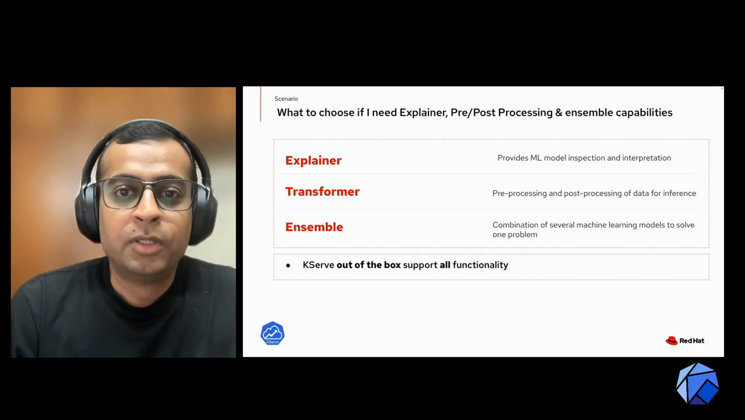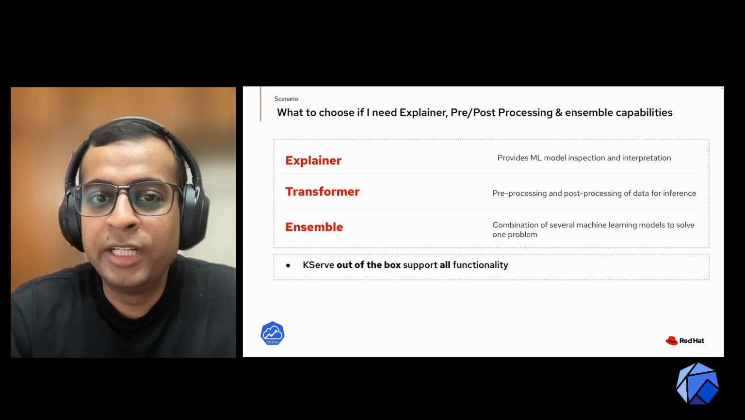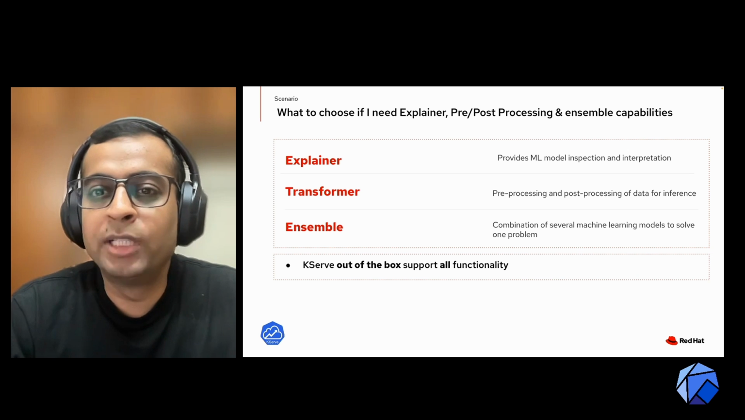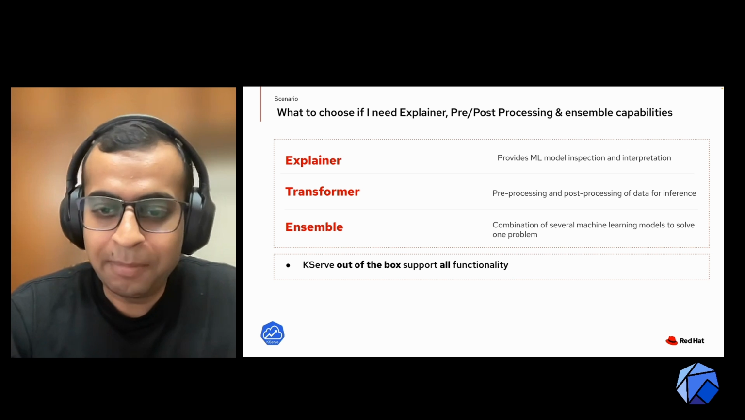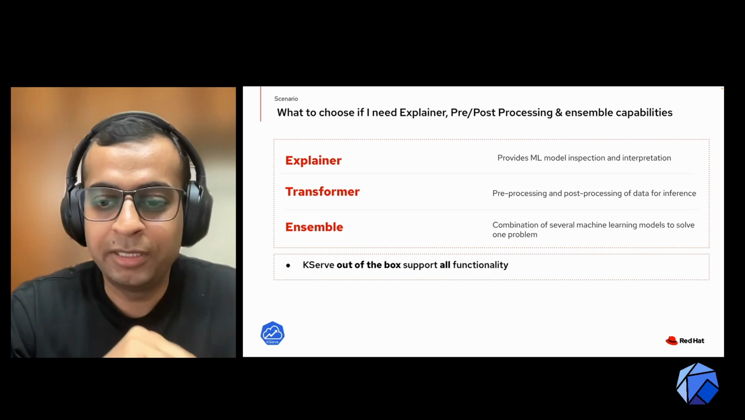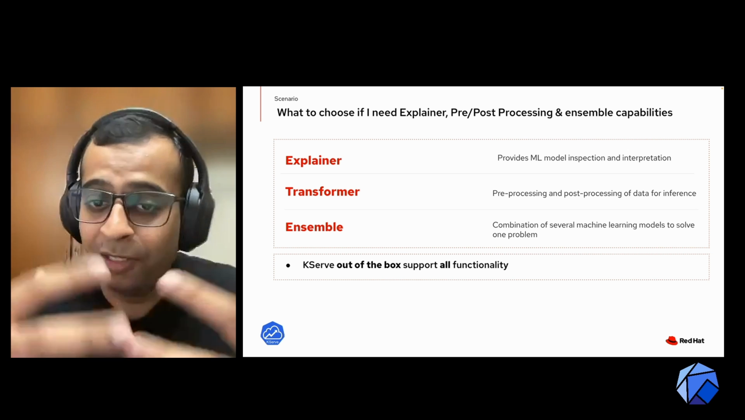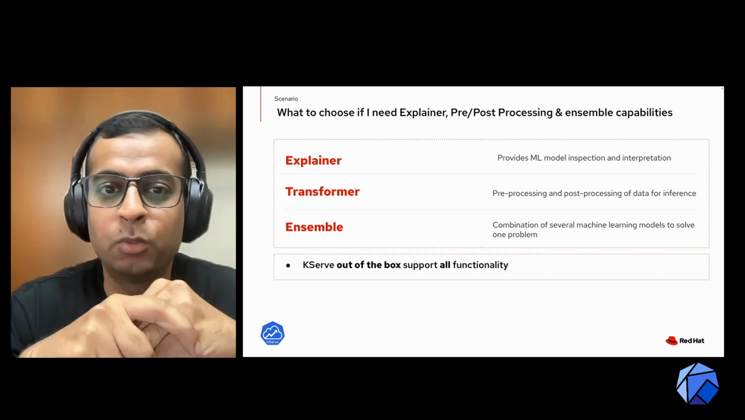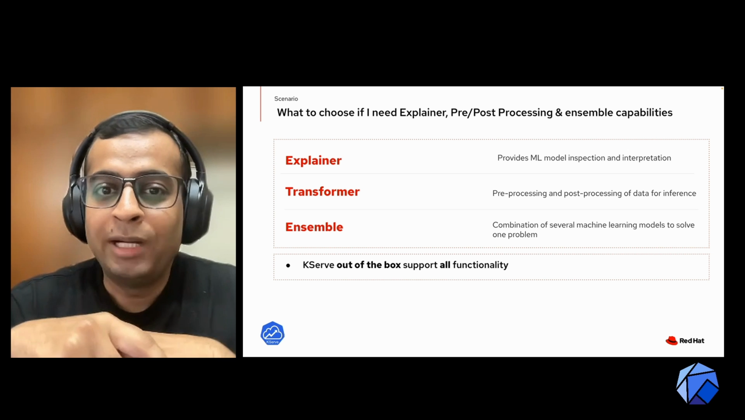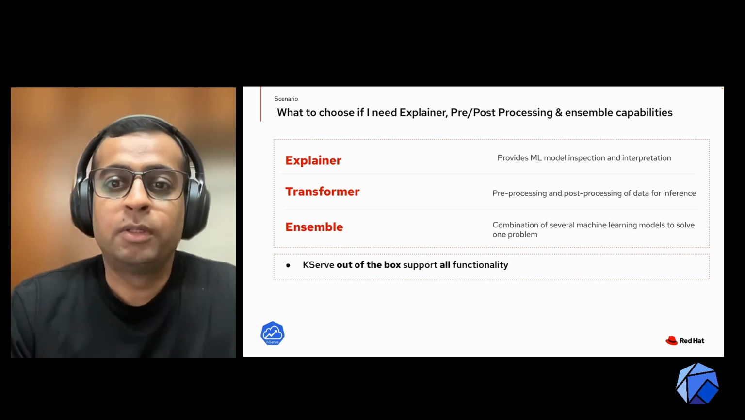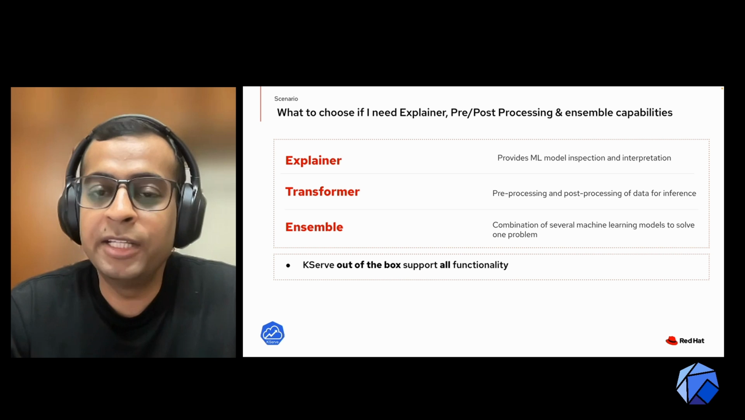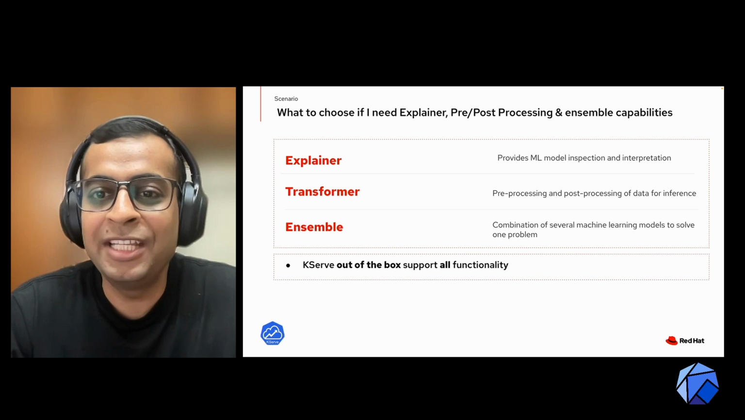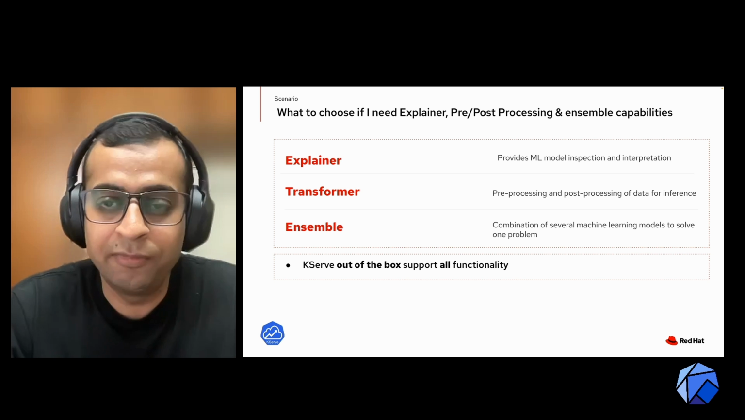Generally users need to maintain separate microservices for these capabilities. They spin up the microservice separately, push the data into it, and once it has been filtered, it goes to the prediction. But KServe provides all these functionalities out of the box. We can directly configure the explainer, transformer, and ensembler requirements inside the KServe CRDs. So users don't need to manage those external microservices themselves.